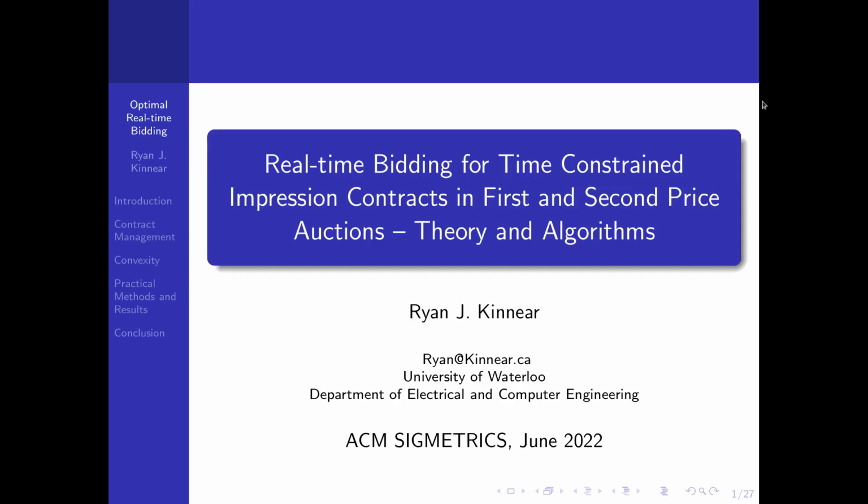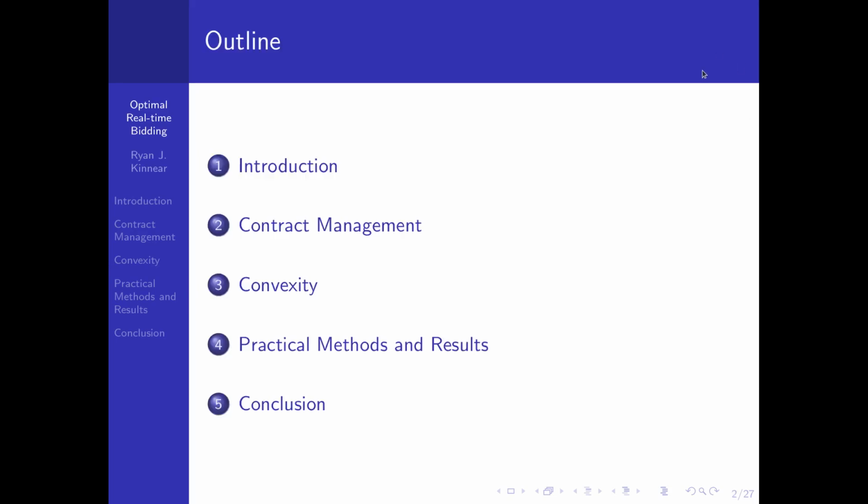I'm going to be talking about the paper Real-Time Bidding for Time-Constrained Impression Contracts in First and Second Price Auctions. I'm going to give a quick introduction, some background, define the problem, talk about one of the key results on convexity, show some simulation examples, and finally give my conclusion.